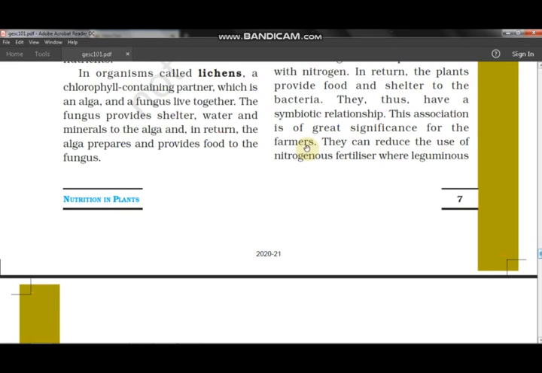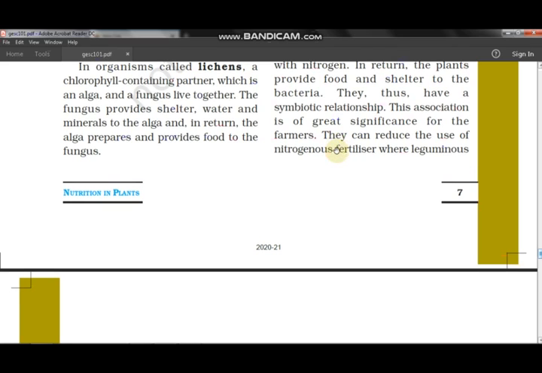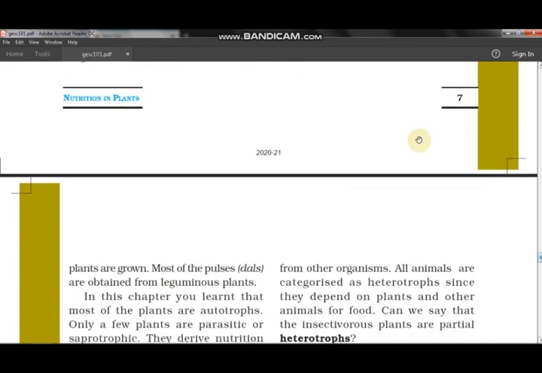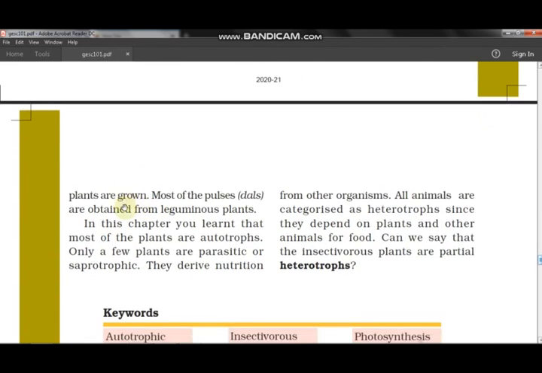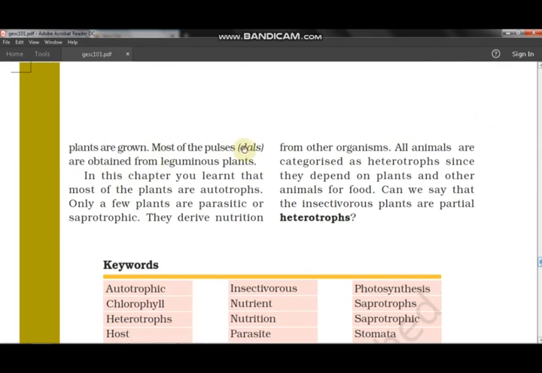This association is of great significance for the farmers, because if more and more pulses, or leguminous pulses, we grow, the soil will be rich in nitrogen and we don't have to use again and again fertilizers like NPK, because they are chemically formed and they are not fit for human consumption in the long run. So they can reduce the use of nitrogenous fertilizer where leguminous plants are grown. Most of the pulses are obtained from leguminous plants.